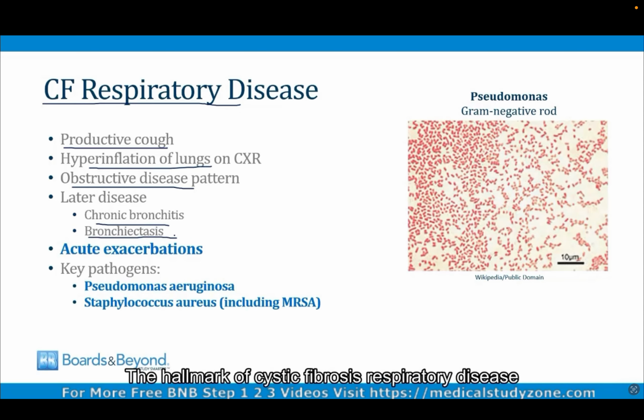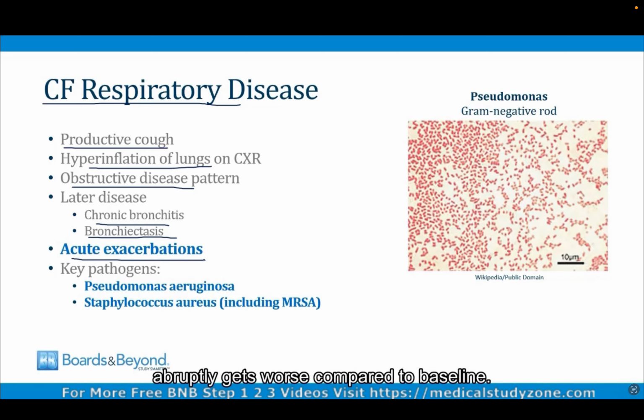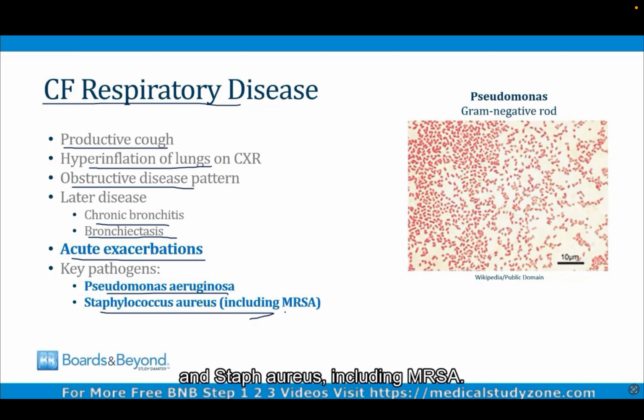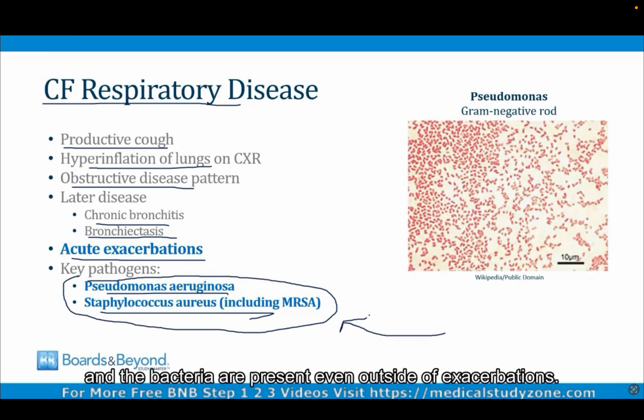The hallmark of cystic fibrosis respiratory disease is acute exacerbations, where a patient's respiratory status abruptly gets worse compared to baseline. This is believed to be related to bacteria, and the 2 key pathogens for patients with cystic fibrosis are Pseudomonas aeruginosa and Staph aureus, including MRSA. Now, it's unclear exactly how these bacteria cause the infections. Most airways of people with cystic fibrosis are actually colonized by these bacteria, and the bacteria are present even outside of exacerbations.